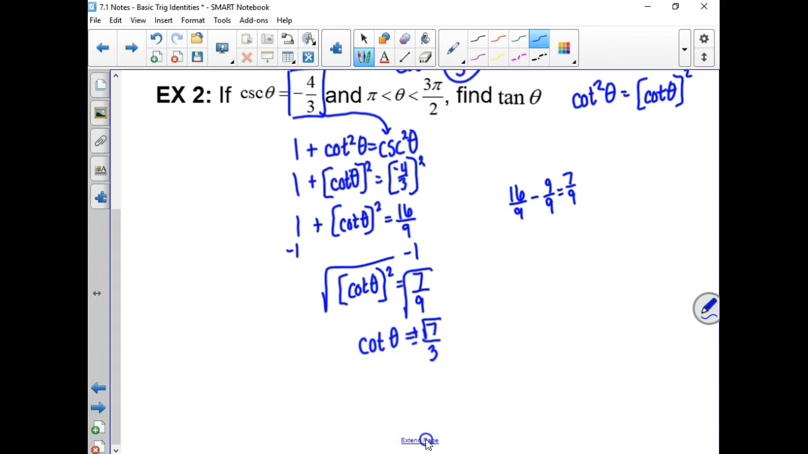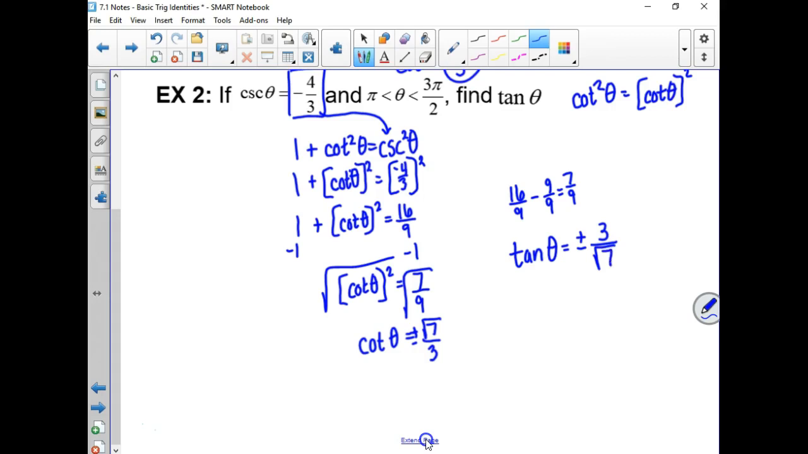Well, tangent is sine over cosine. Cotangent is cosine over sine. Or you can think tangent is opposite over adjacent. Cotangent is adjacent over opposite. So if we want to find tangent of theta here, all we have to do is flip this fraction here. So we'd have 3 over the square root of 7.